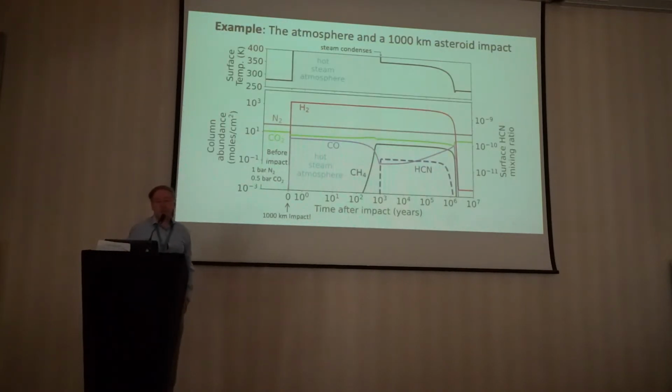So here's an example of quite a big impact, 1,000 kilometers. Basically, time zero is when we have this impact. We start with our nitrogen CO2 atmosphere. We generate a lot of hydrogen, about 8 bars, in this case 8 to 9 bars. Steam collapses after about 1,000 years, and then as we run forward in the photochemical scheme, we generate hydrogen cyanide.